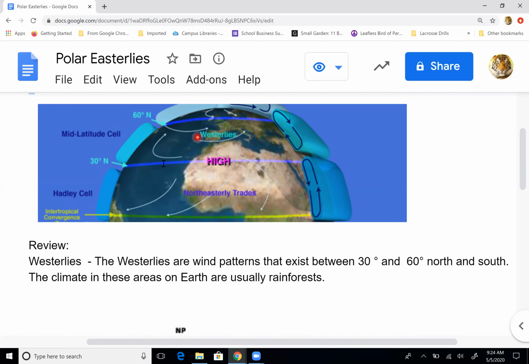And 30 degrees is where, because the wind pattern below is sweeping moisture away from 30 degrees, you have the deserts. And 60 degrees, both north and south, are rainforests. So the wind patterns affect the climate.